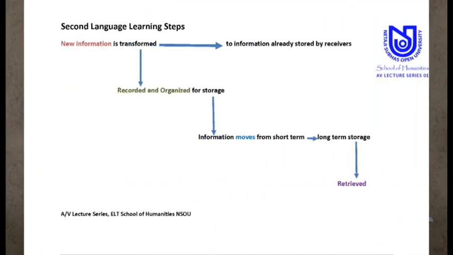New information is transformed according to this chart to information already stored by receivers, which is recorded and organized for storage. This information moves from short term to long term storage and is then retrieved. So what is processed from what is perceived is related to individual motivation and meaningfulness.